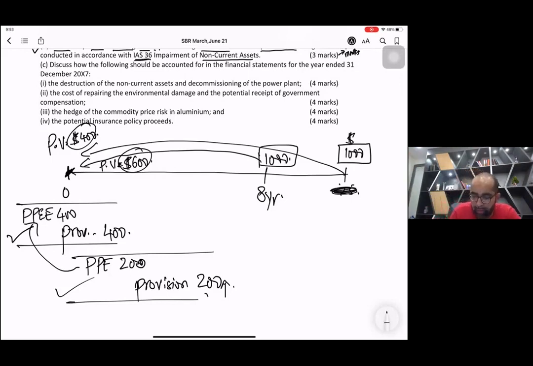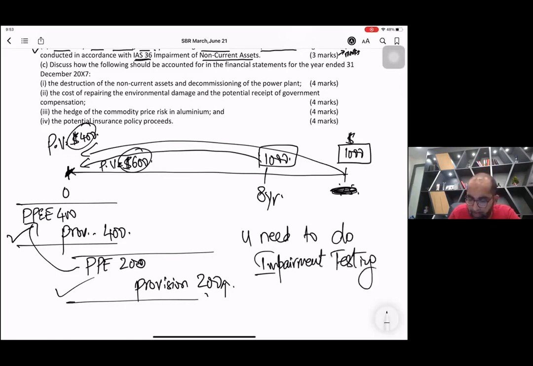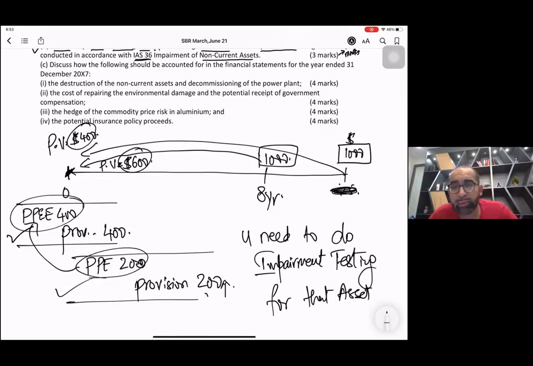So now, yes, you need to do impairment testing for that asset. Okay, only this PPE, only PPE assets. We do impairment testing for assets. Now you need to do impairment testing for the asset. Okay, so this is the treatment.